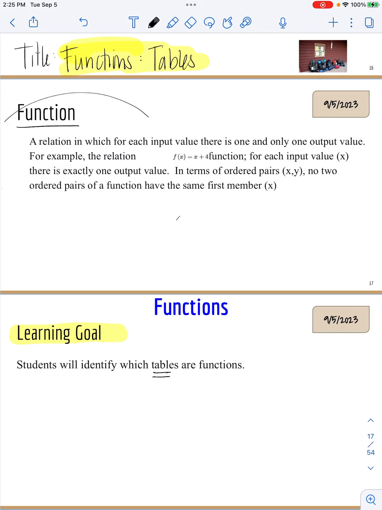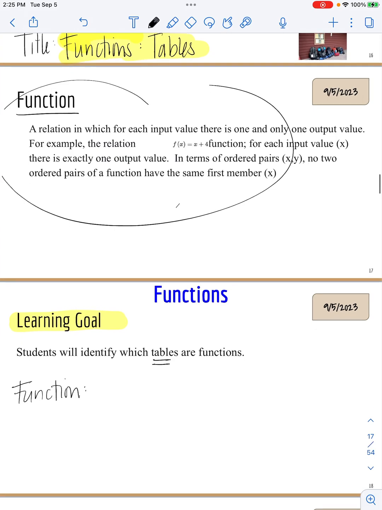And I have it up here, but let's do that after the learning goal. So a function is a relationship in which for each input value, there is one and only one output value. So go ahead and write that down. You don't have to write the whole thing as long as you write that first sentence, okay? And you can pause if I'm going too fast.